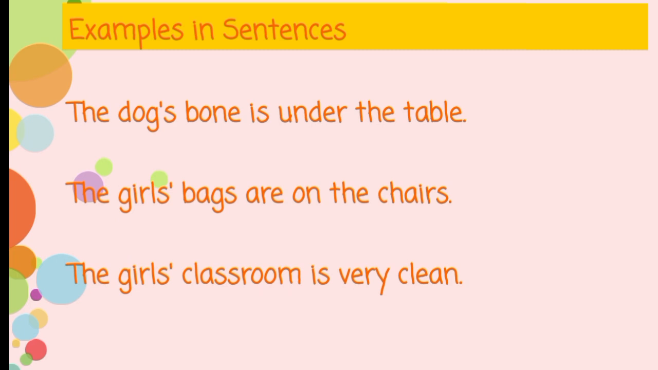Now we look at some sentences. The dog's bone is under the table. Here the bone belongs to the dog, and as dog is a singular noun, we have added apostrophe s. In the next example, the girls' bags are on the chair. Here the bags belong to the girls, but now girls is a plural noun, so we have added just an apostrophe.